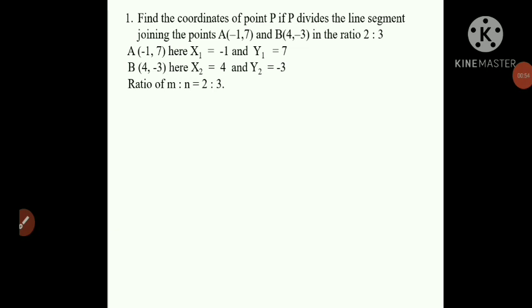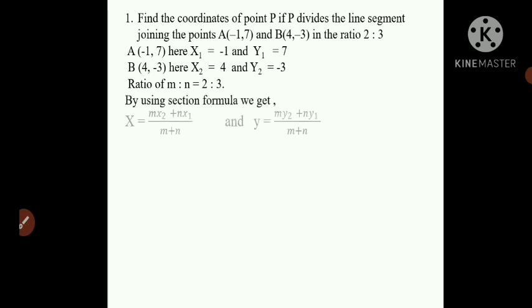So here what is given? See, A is given (-1, 7), which means here x1 is -1 and y1 is 7. B is (4, -3), so that means x2 is 4 and y2 is -3. And the ratio is given, so the ratio of m is to n is 2:3. So now what we will do, we will use the section formula.